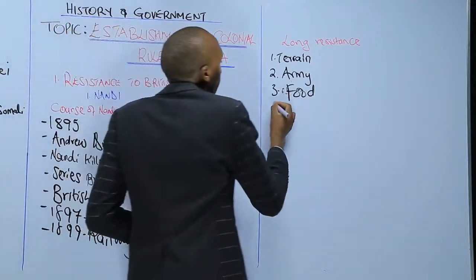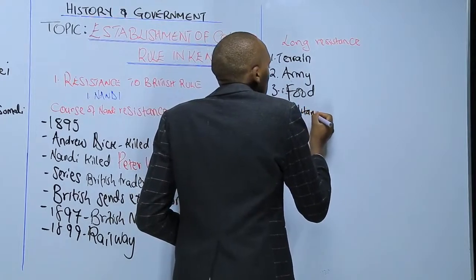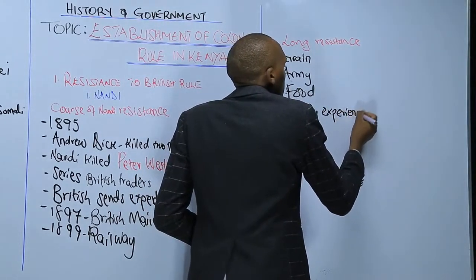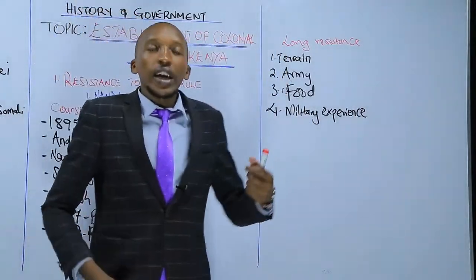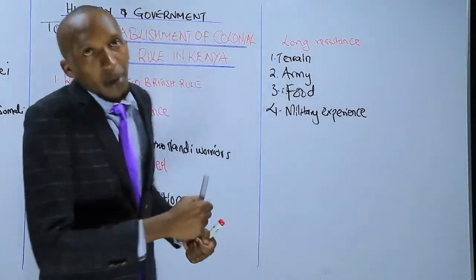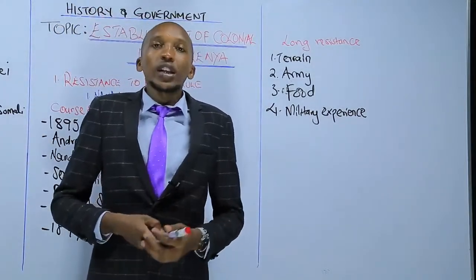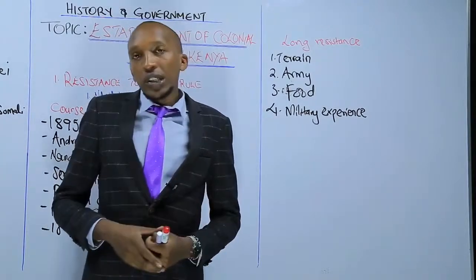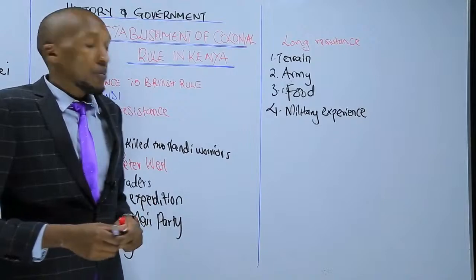And also they had military experience. They had military experience that enabled them to continue fighting. They had fought a lot of battles. They had subdued all their neighbors, including the Maasai that came to help the British. So they had amassed a lot of experience in their fighting.